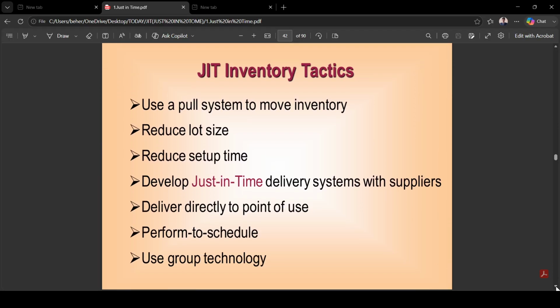JIT inventory tactics: use a small pull system to move inventory, reduce lot sizes, reduce setup time, develop just-in-time delivery system with suppliers, deliver directly to the point of use, perform to schedule, use group technology.